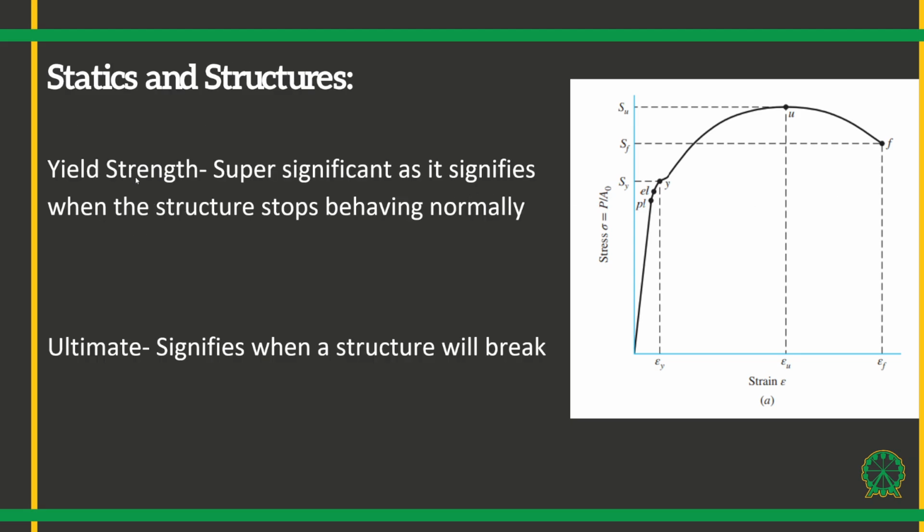Yield strength is usually super significant because if you think of stuff like gears, if you have gears meshing all the time and one of them yields, what are you gonna do now? Your gears are no longer gonna work; they're gonna deform themselves and they'll break.